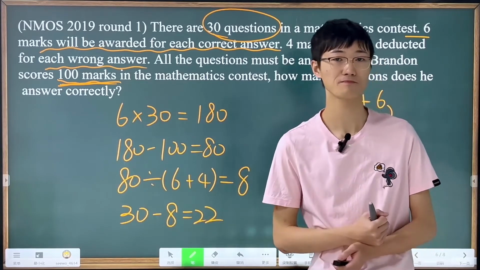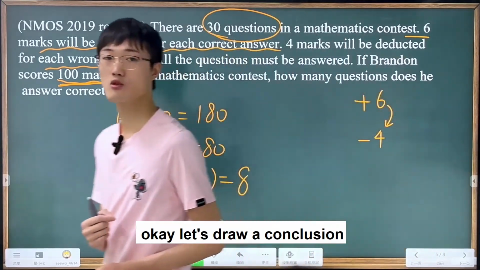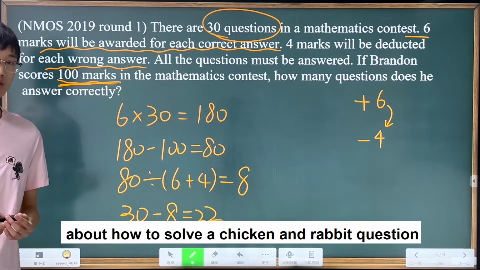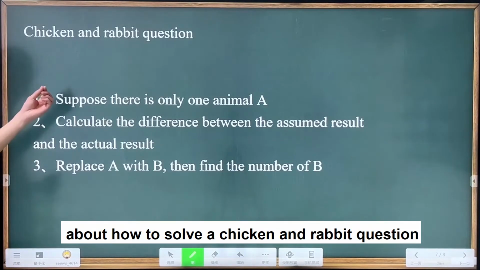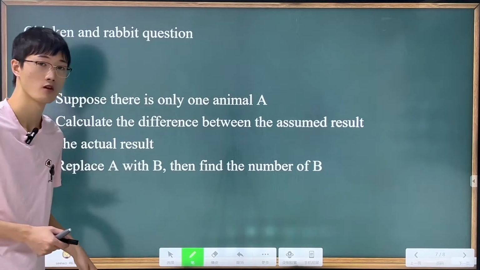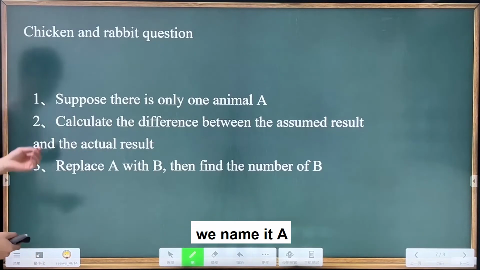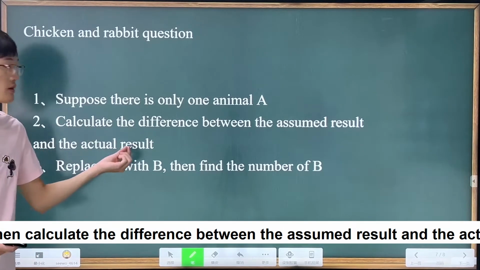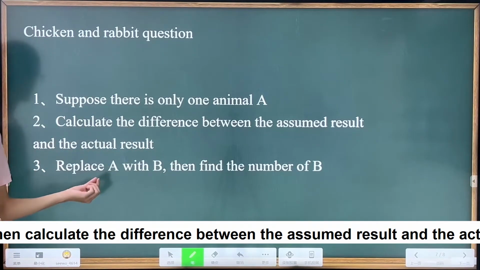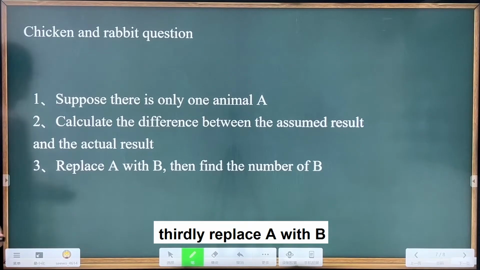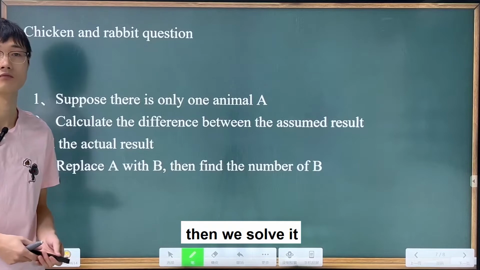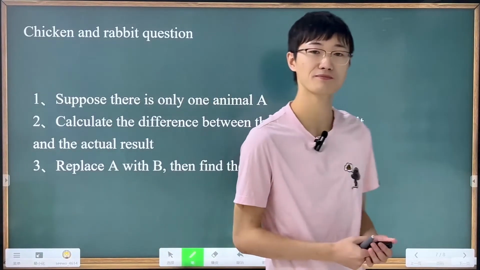We have solved it. Okay, let's draw a conclusion about how to solve a chicken and rabbit question. First of all, suppose there is only one animal. We name it A. Then calculate the difference between the assumed result and the actual result. Thirdly, replace A with B. Then we can find the number of B. So we solve it. Have you got it?